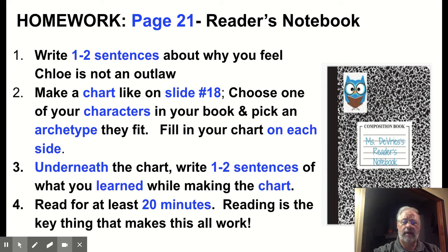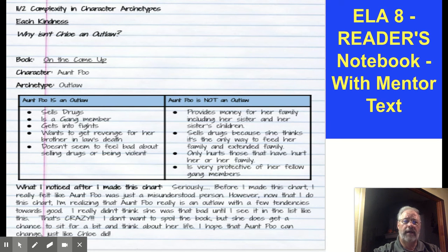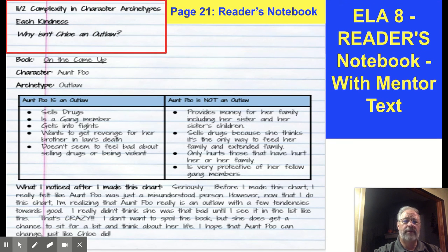Okay. Now, to help you out a little bit, on Friday, I had shared with you a reader's mentor text that we do. And so this is what your page 21 should look like. Okay. So if you go to your reader's notebook, on the very top, all we wanted you to do is write 1 or 2 sentences of why you think Chloe isn't an outlaw. What did she do towards the end of the story that made it seem that she kind of changed her ways or had rethought how she had treated Maya?